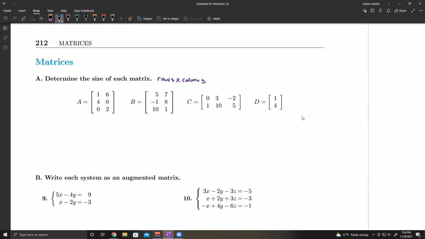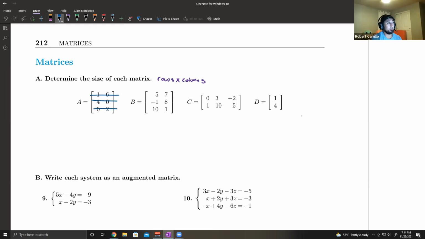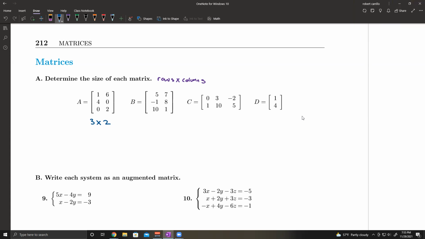3. Three, right? 1, 2, 3. 3 rows, right? How many columns do you see? Two. That's it. That's all we're looking for. That's all this wants. Determine the size of each matrix. Okay. So would B be the same dimensions? Yes. All right. 3 by 2.